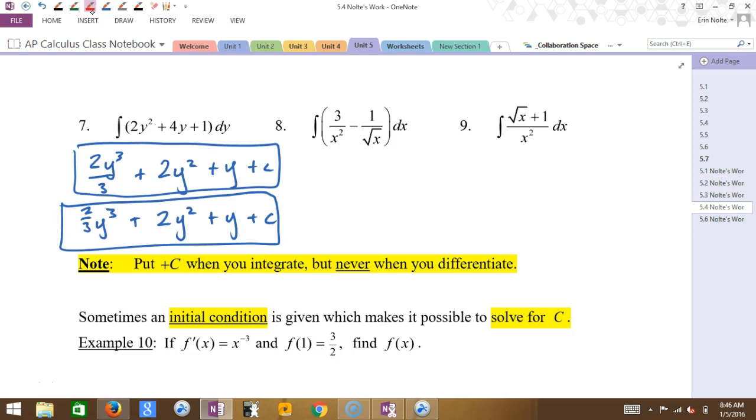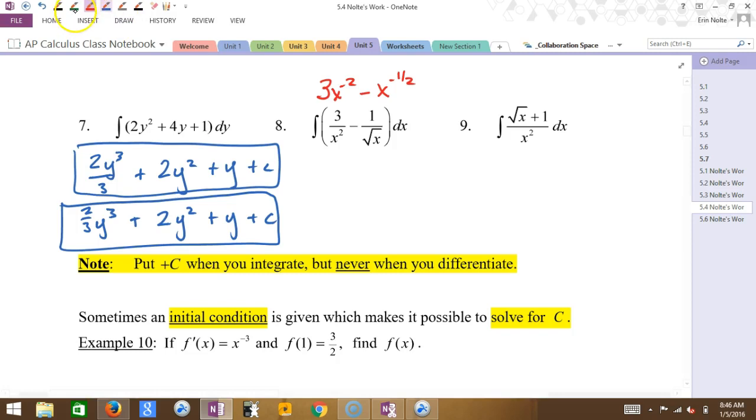Okay, so how would I rewrite 3 over x squared? 3x to the negative 2. And how would I rewrite 1 over the square root of x? x to the negative 1/2. Now I can integrate this. This will be a little easier.